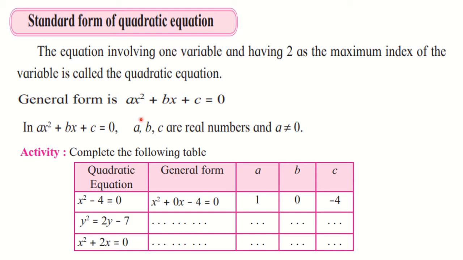And then compare it with the standard form, that is ax square plus bx plus c is equal to 0. You will get a is equal to 1 again, b is equal to minus 2 and c is equal to 7. Okay, so in this way you are going to complete the activity.